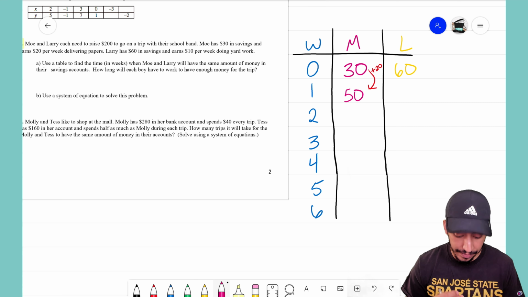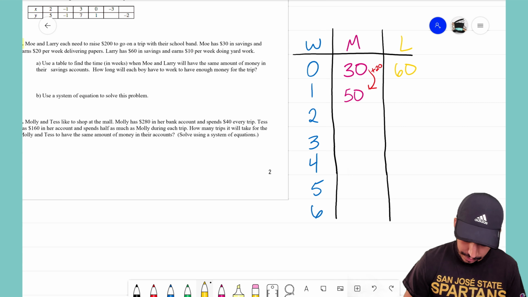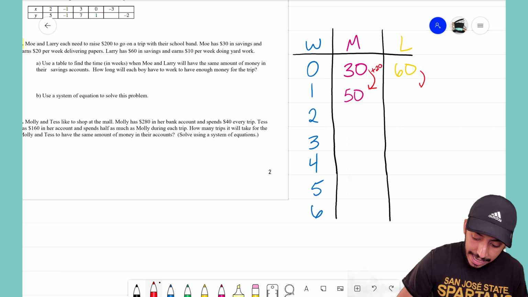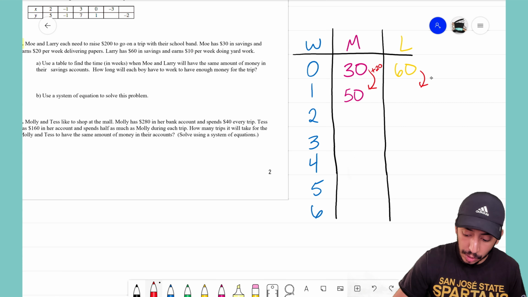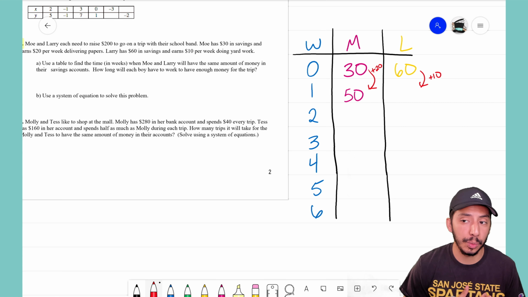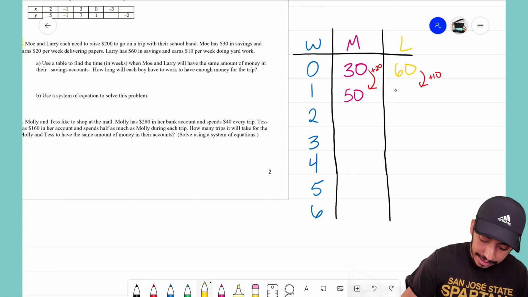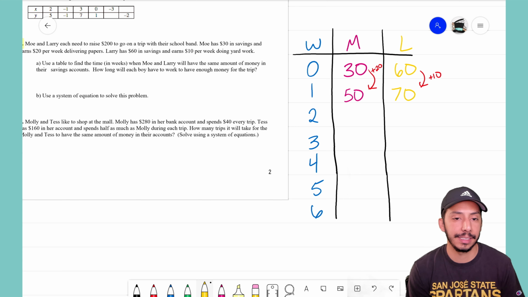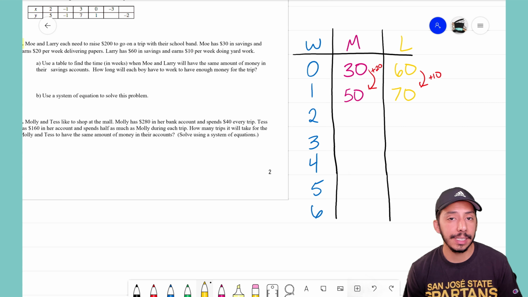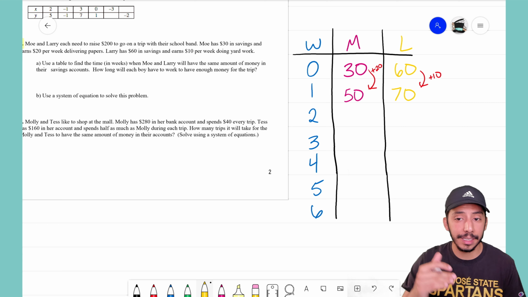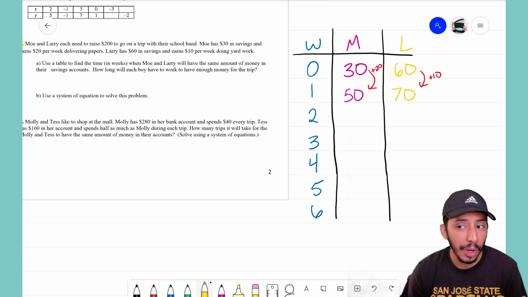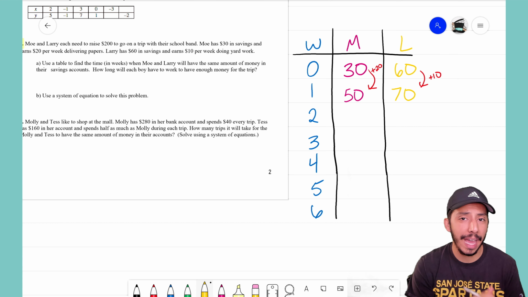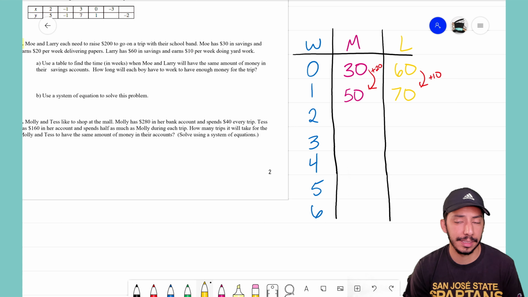Now Larry is earning a little less. For Larry over here, he's not adding $20 every week, he's only adding $10 each week. So Larry ends up at 70. Go ahead and start using this table. We know what the pattern is. Use it and start moving down it, and stop when Mo and Larry both have the same amount of money. Let me know, what week do they have the same amount of money?